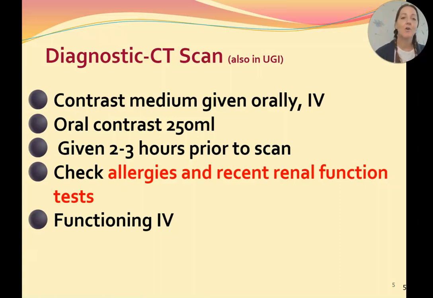Very good. Oral contrast, they take it, is 250 mils. So they have to drink about a cup.